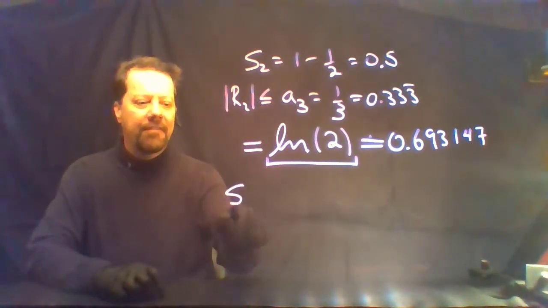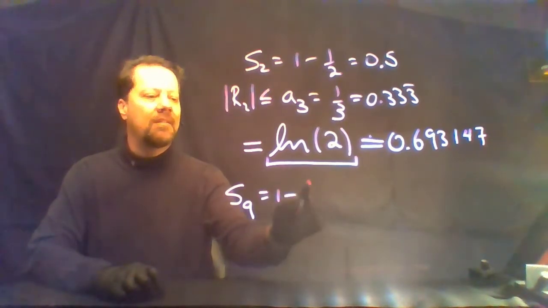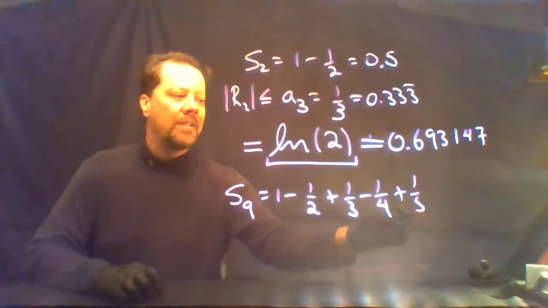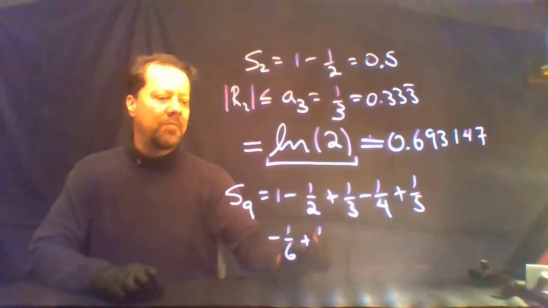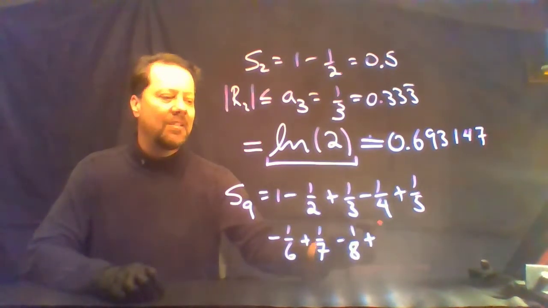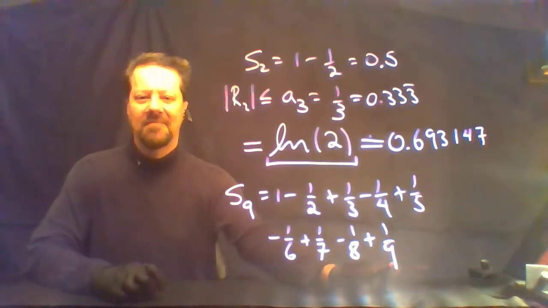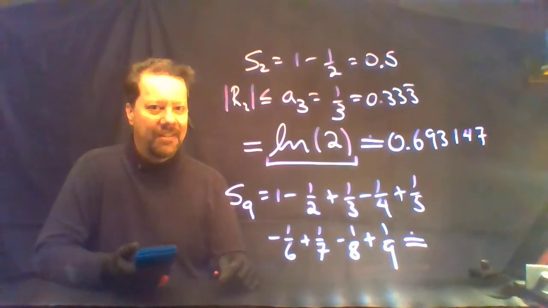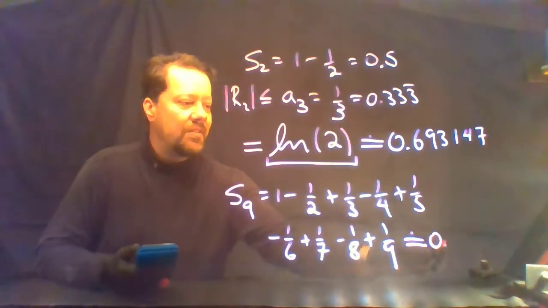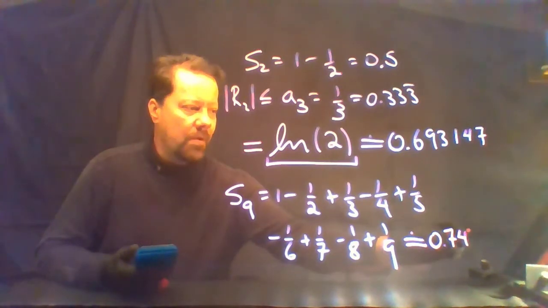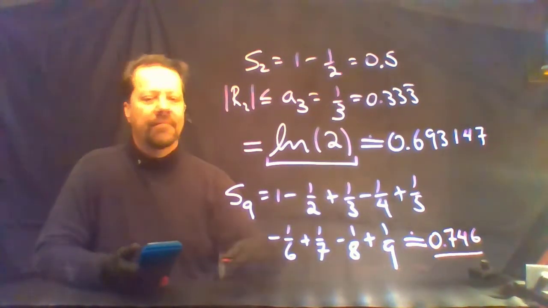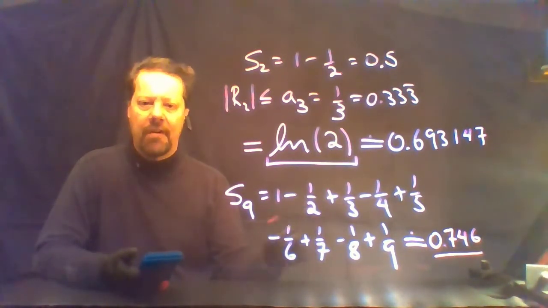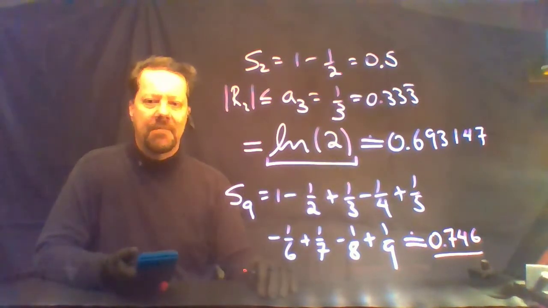Are we better off at S9, which is 1 minus a half plus a third minus a fourth plus a fifth minus a sixth plus a seventh minus an eighth plus 1/9? That adds up, according to my calculator, to 0.746-ish. Still not very good, but we're closer. We're about 0.05 off from our actual value for the sum now.